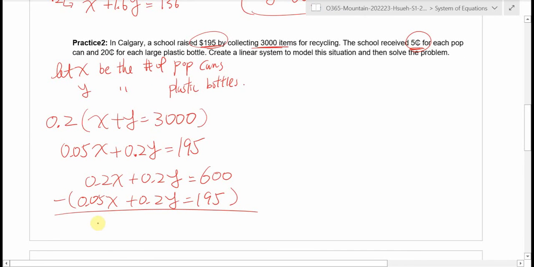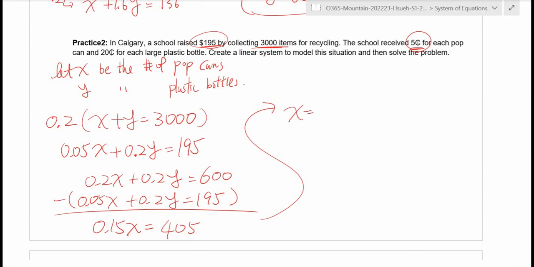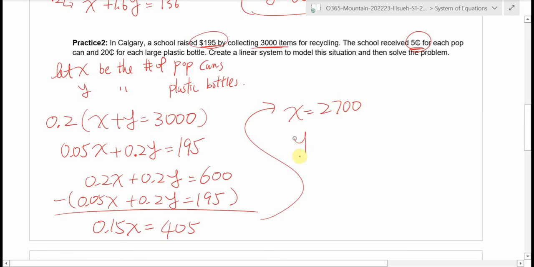So 0.2 minus 0.05 is 0.15x. 600 minus 195 is, oh no, sorry, not 305, 405. Then I can divide both sides by 0.15. So 405 divided by 0.15, you get 2,700 pop cans, which means you would recycle 300 plastic bottles. Okay, so there's your solution.